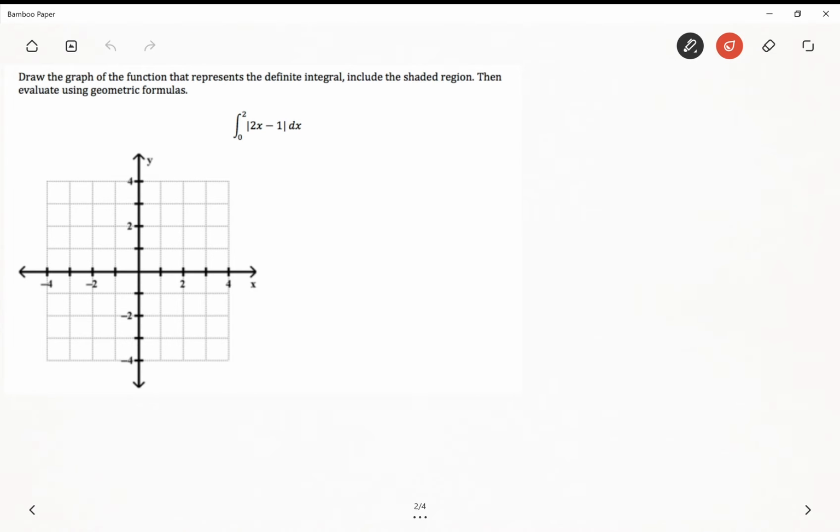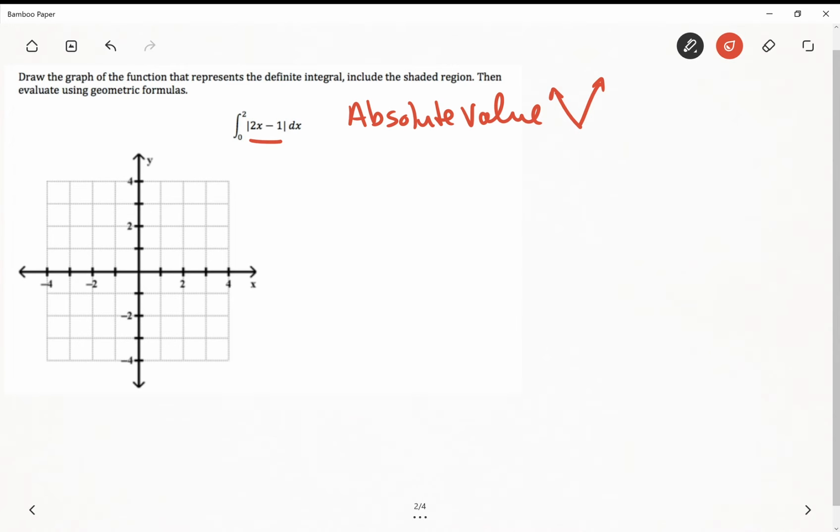In this next example, we're being asked to draw the shaded region, and we see that we have an absolute value graph, which we know is V-shaped, and we want to find the vertex of it. If we take this expression, 2x minus 1, and set it equal to 0, we get x equals 1/2, and that is where this absolute value graph will change direction.